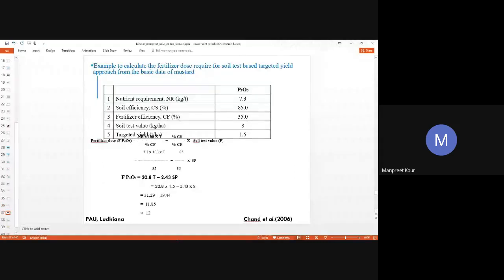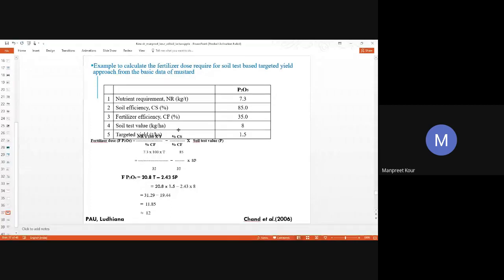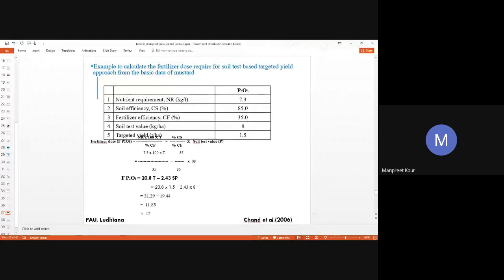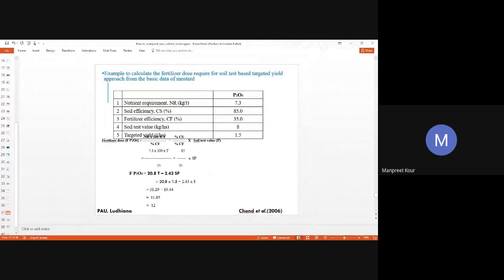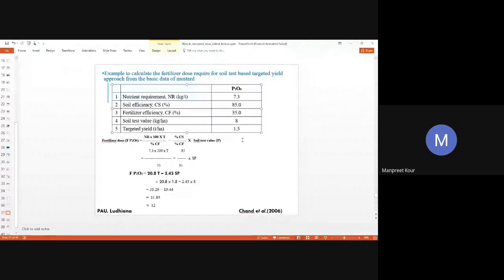Next is how to calculate the fertilizer dose required for soil test phase. It has been given here that if the targeted yield is 1.5 ton per hectare, then we have to give phosphorus fertilizer. How to calculate it is given here. For the 1.5 ton per hectare yield, the fertilizer requirement of phosphorus is 12 kg per hectare. It is given here. So how to calculate? This is equation based. Next slide, please.